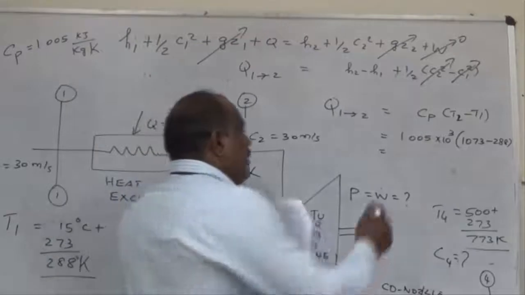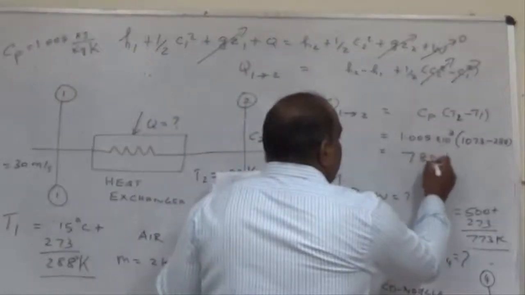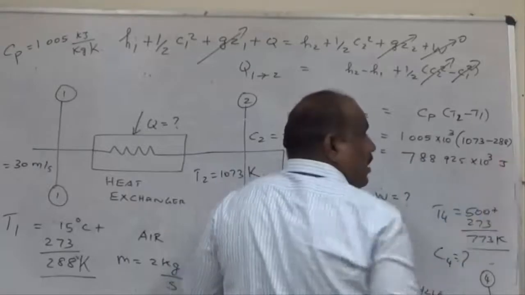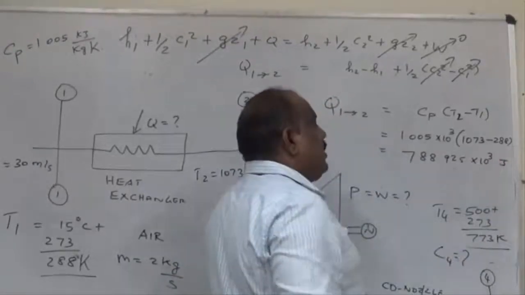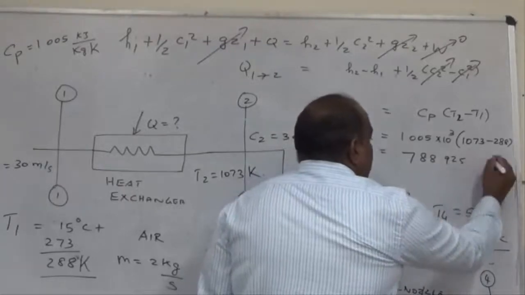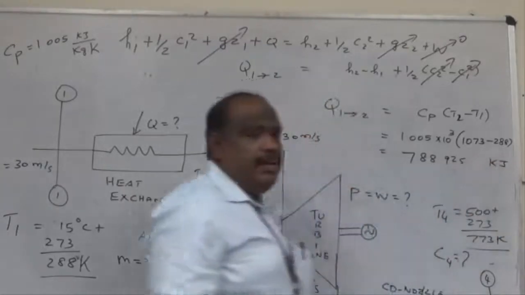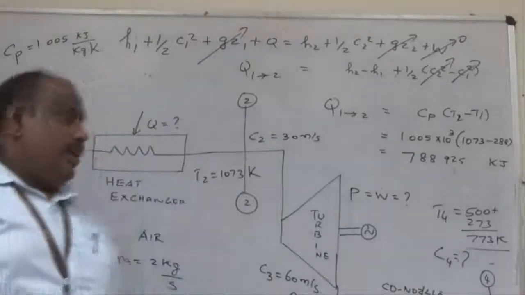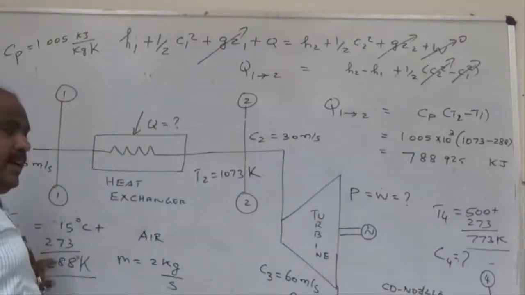788.925 into 10 power 3 joules. If I divide by 1000 again, it becomes kilojoules. So instead of 10 power 3, I can put kilojoules. So 788.925 kilojoules of heat is required to raise the temperature from 288 Kelvin to 1073 Kelvin.